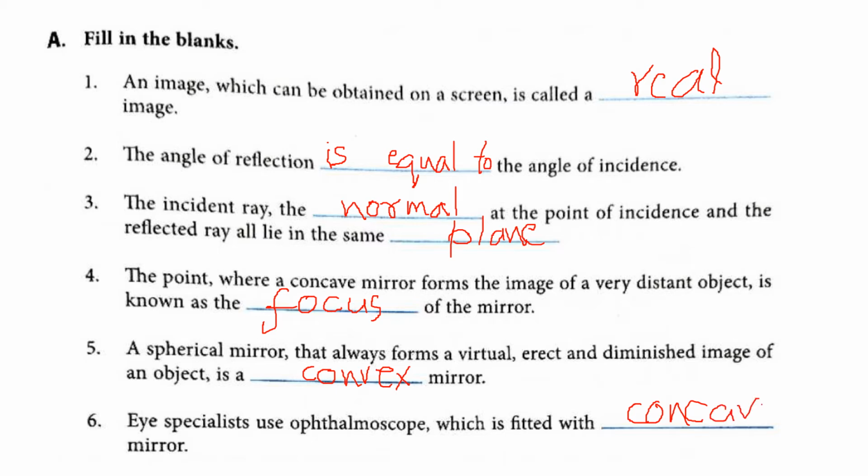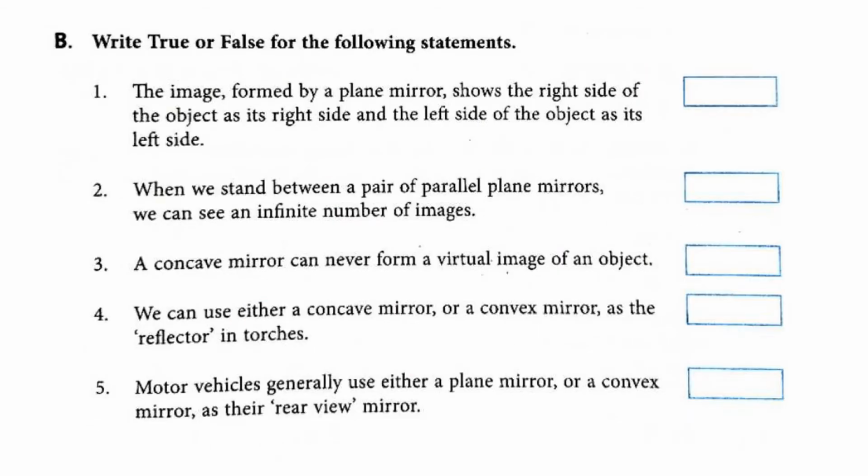Concave mirror. Okay. Then coming to the true or false type of questions, here we have totally 5 questions. Let me read the sentences and also we'll find out whether the statement is true or false. So the first one, the image formed by a plane mirror shows the right side of the object as its right side and the left side of the object as its left side.